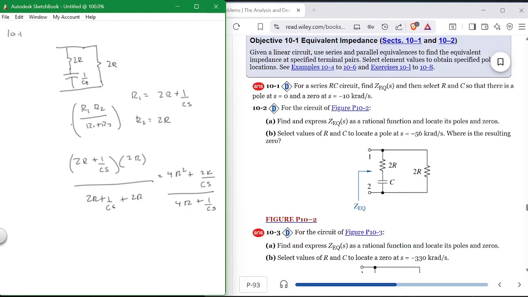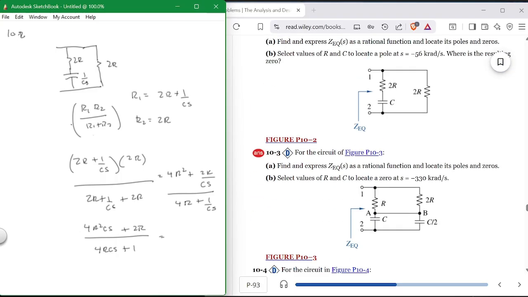So here again, you probably want to get rid of the denominators in the numerator and denominator, multiply this over, so you'd probably say it's 4R squared CS plus 2R over CS, over 4RCS plus 1 over CS. The CS cancels out, and that's my final answer. I don't know what that means, but that's what I would say for that one. Okay, something like that. That's problem 10.2. It's not 10.1. But that's how I would do that.